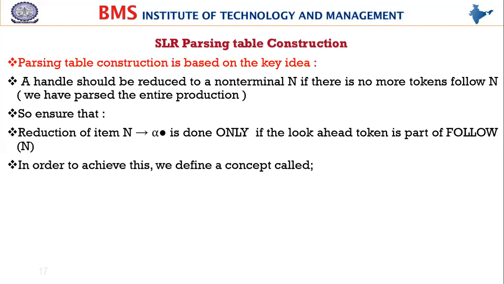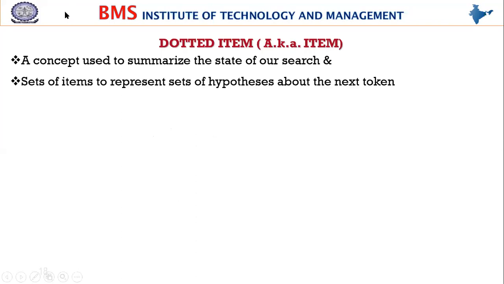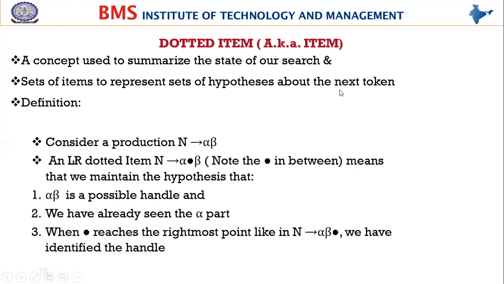In order to achieve this, we use something called a dotted item set. This is actually the important thing about what is needed. We call it a dotted item, or item set, or items. This is similar to our DFA. Have a look at this. Dotted items, also known as items, are a concept used to summarize the state of our search, and sets of items represent the sets of hypotheses.